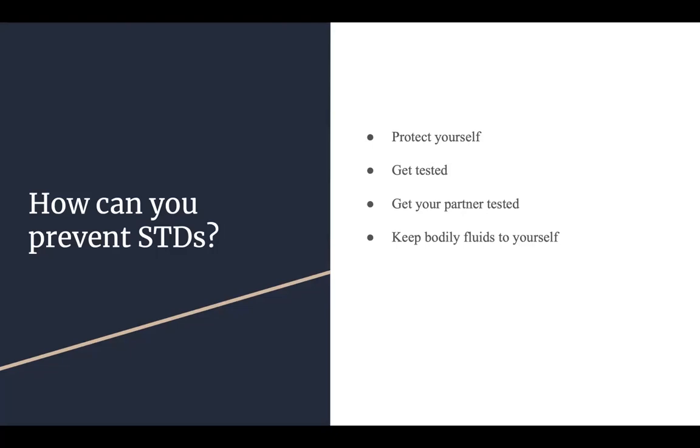So what is the main way that you can prevent STDs? Obviously it's protection when you're having intercourse, but another way is you can get tested yourself anytime that you feel uncomfortable. You can also ask to get your partner tested before you decide to do something together. And like I had mentioned with the disease, you can keep your bodily fluids to yourself, as in no blood to blood contact, don't share needles, don't do any of that, that can go from one body to another.